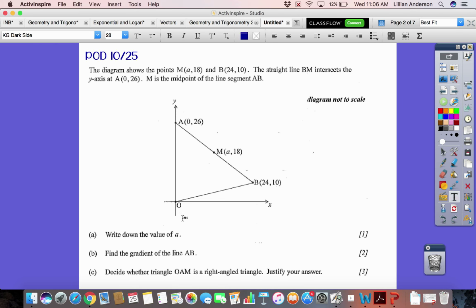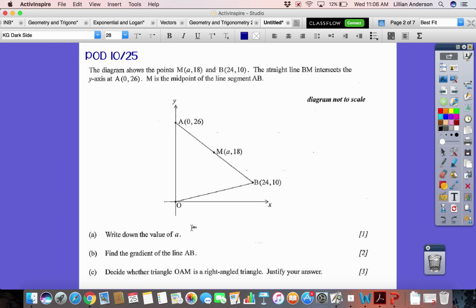All right, so hopefully you guys wrote this down. You've already solved it out. In the diagram, it shows points M at (12, 18) and B at (24, 10). The straight line BM intersects the y-axis at A (0, 26), and M is the midpoint of line segment AB. So it asks you to write down the value of a, and this is a write-down problem. It's worth 1 point, so it's pretty straightforward.